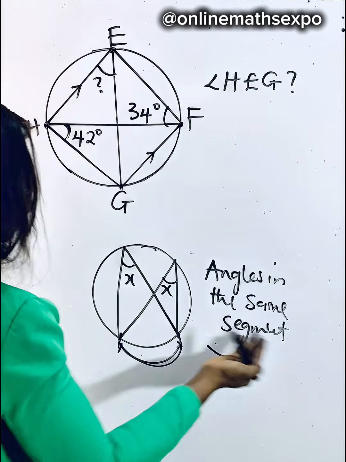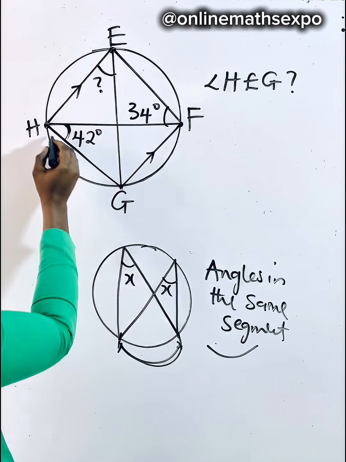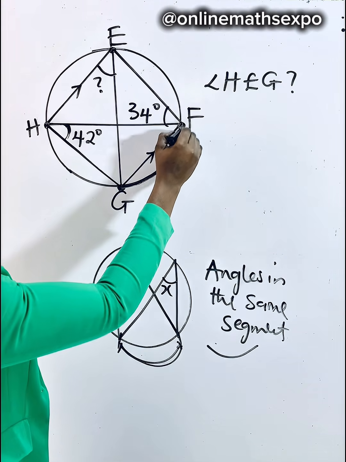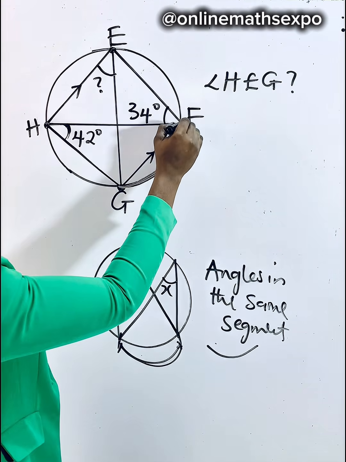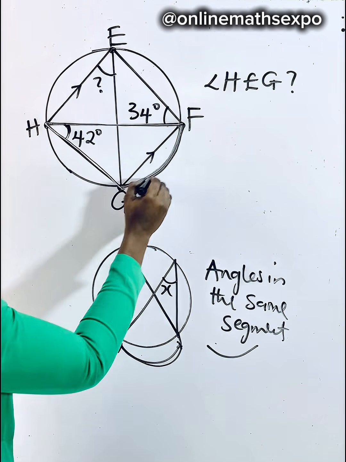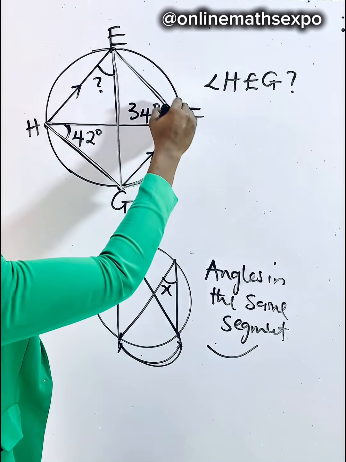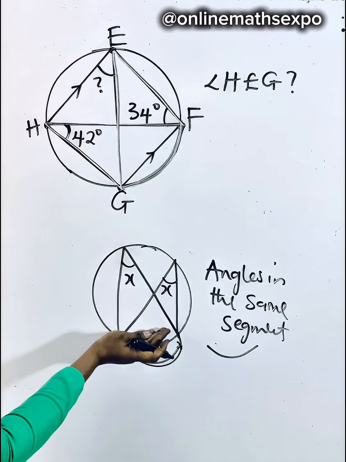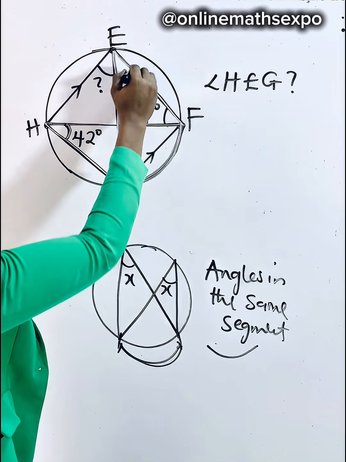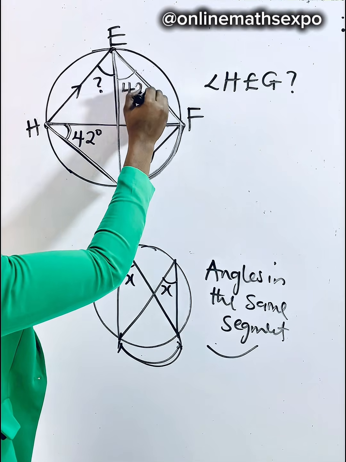Now, how does this help us in answering this? If you look at this, you observe that this is the arc. This arc GF made this angle at the circumference. And the same arc made another angle, it made this angle again at the circumference. If you obey what we stated here, it means that this angle here and this are the same. So automatically this angle here becomes 42.